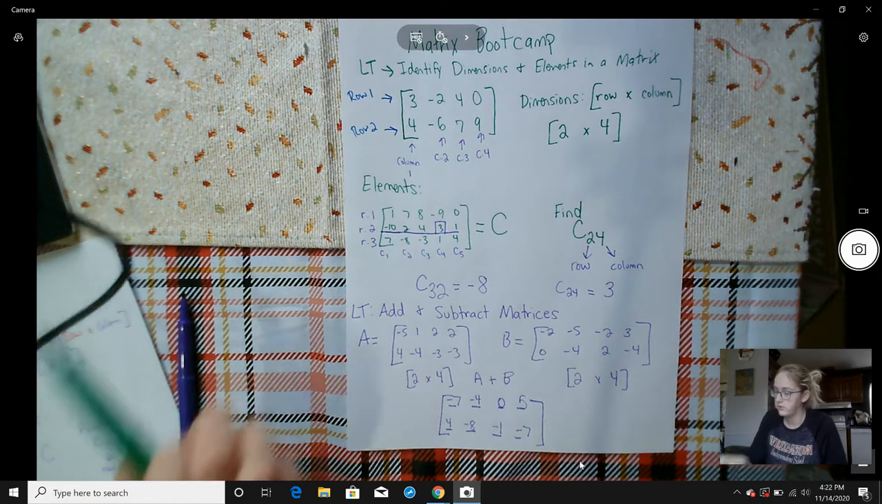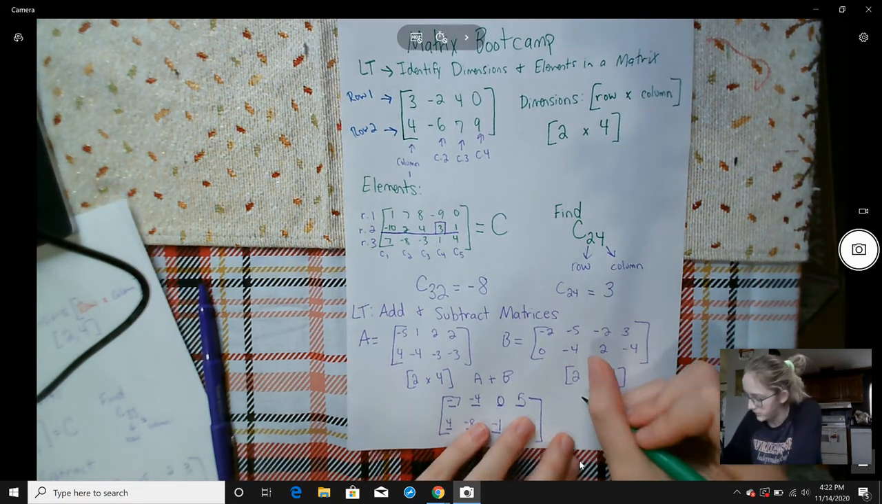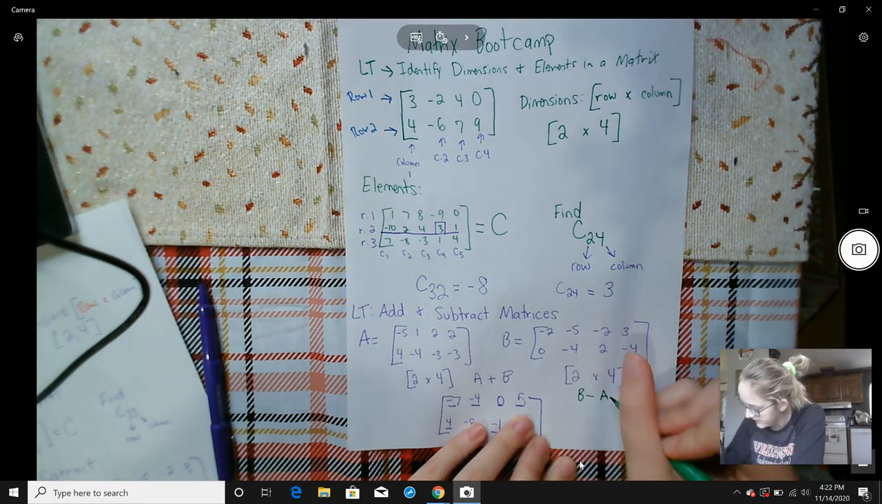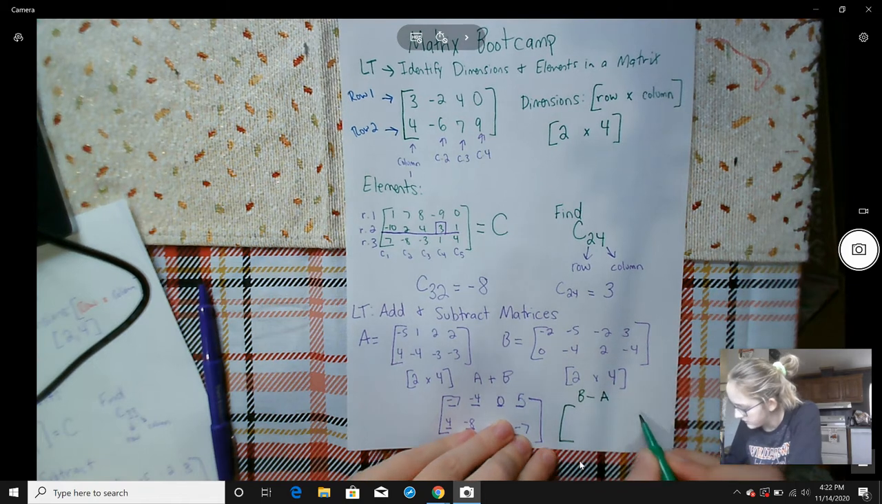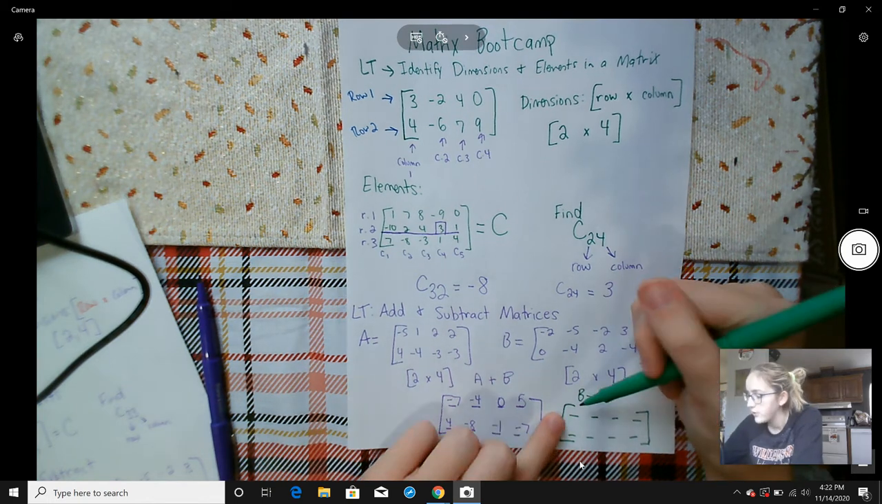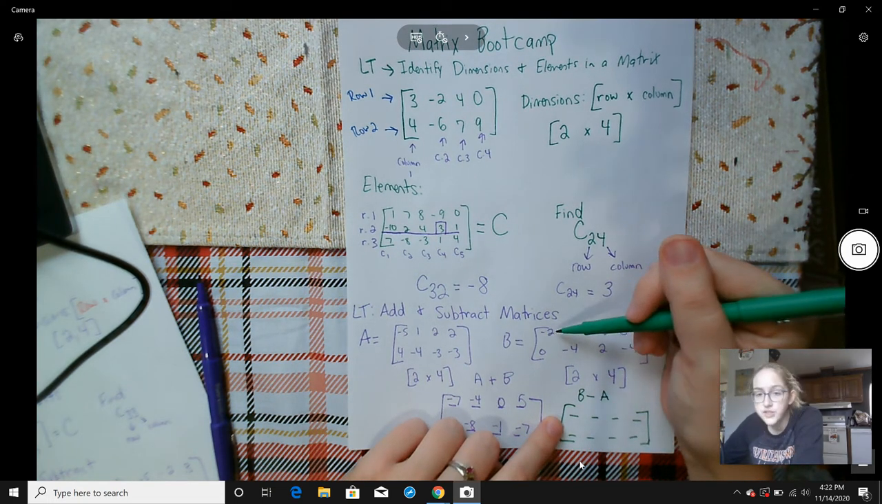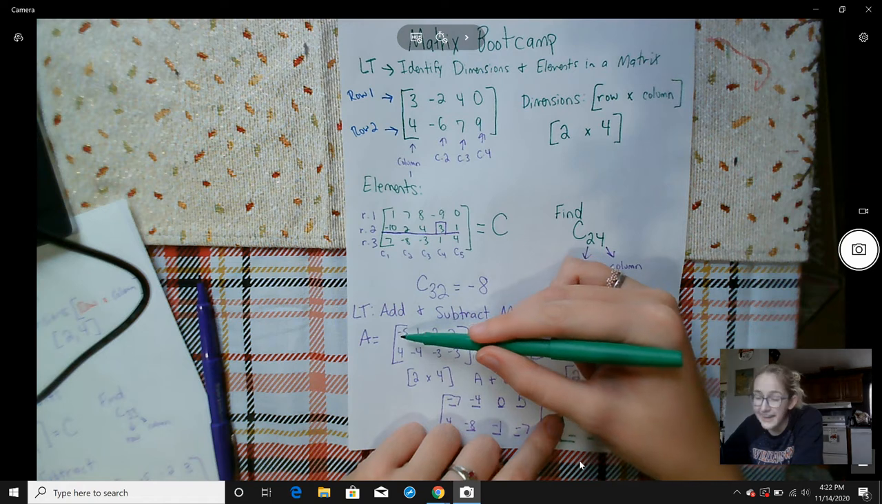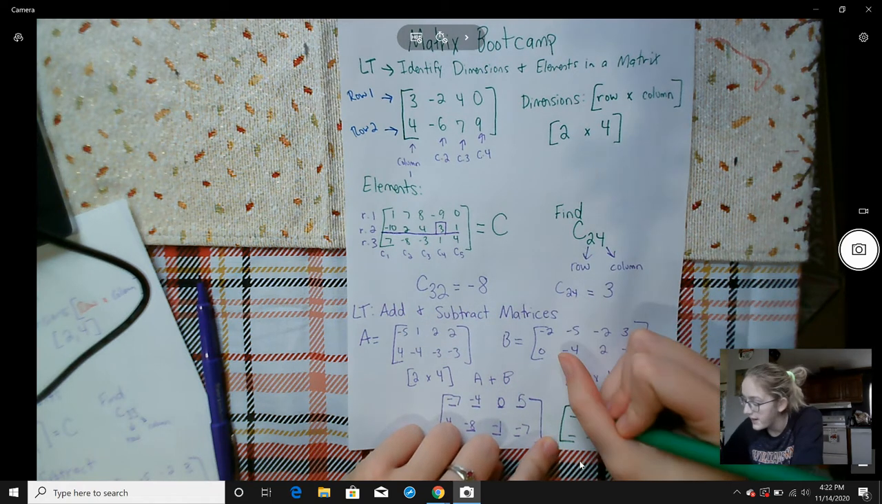Let's do, over here in the corner, we will do B minus A. So again, we're going to have the same dimensions, 1, 2, 3, 4, 1, 2, 3, 4. So B minus A. -2 minus -5 is going to give me a +3.